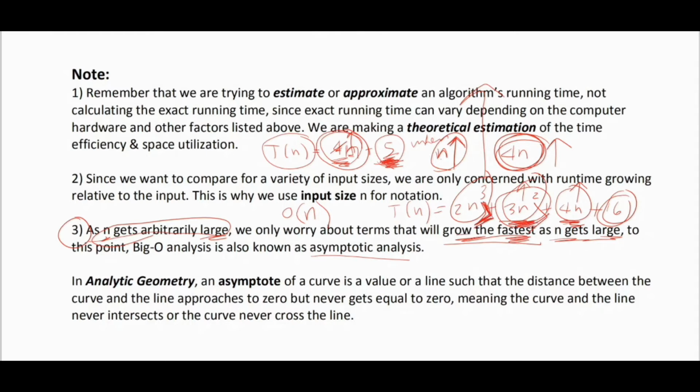Among the four terms, 2n cubed, 3n squared, 4n, and 16, the term with the highest power is the one that grows the fastest as n grows. So it is 2n cubed that grows the fastest. That is why our big O for this T of n is simply n cubed. We can even cancel that one out.